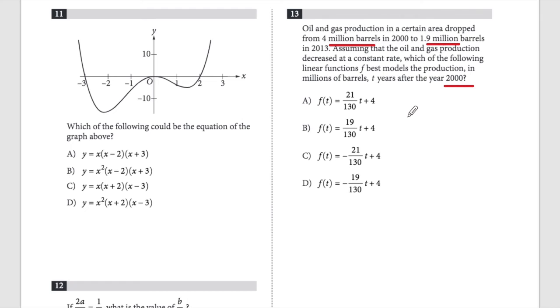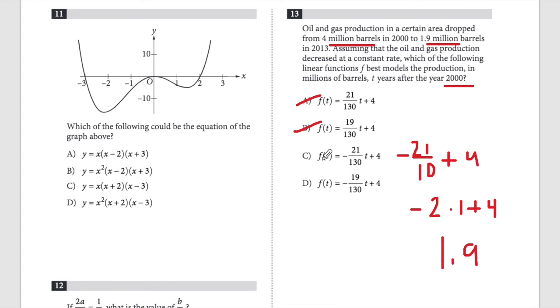If I plug in 13 here, I am not going to get A and B for sure, because obviously you're going to get a bigger number. Now if I plug in 13 here, I get negative 21 over 10 plus 4, right, which is negative 2.1 plus 4, which is 1.9. So as you can see, looking at this problem, C should be your answer. Now I'm just going to check. Here I'm going to get 1.9 plus 4, which will give me something bigger. So obviously this one would not be right. So our answer is C.